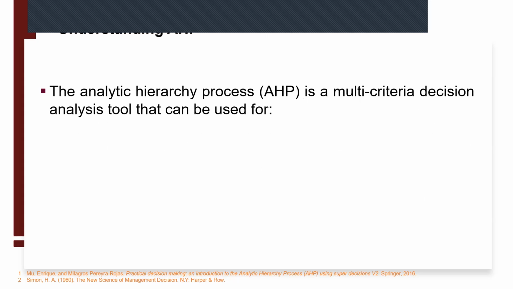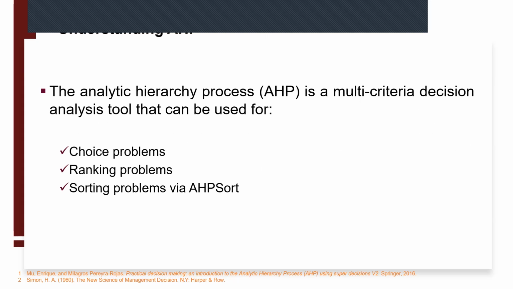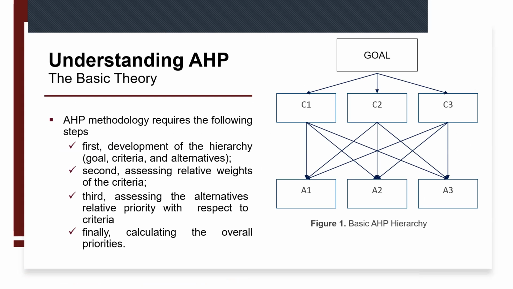So the decision, the AHP criteria can be used for the three, as we discussed in the first discussion on MCDA: choice problems, ranking problems, and sorting problems by the AHP sort. Okay, so the basic theory of AHP methodology requires the following steps. Okay, so there will be 3 levels.